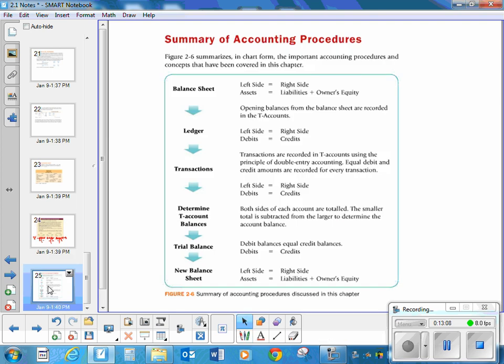Okay, so if we just want to review what we've learned so far from the beginning of the course, the first thing we learned how to make was a balance sheet. We talked about ledgers and transactions, and remembering that the left side has to equal the right side, or the debits have to equal the credits. We then learned how to put the transactions to T accounts. Then today we also learned how to make a trial balance and then end off with a new balance sheet. Okay, so we're going to practice what we've learned so far.